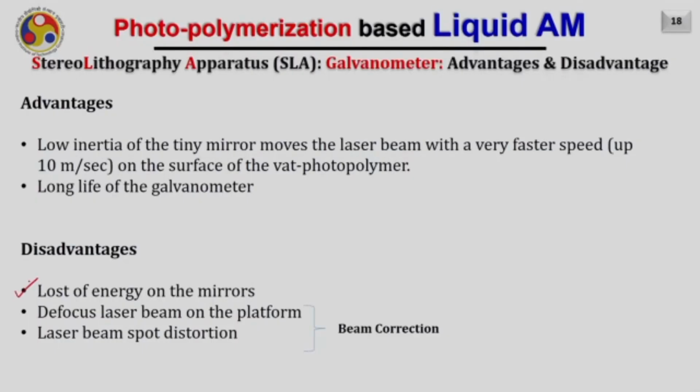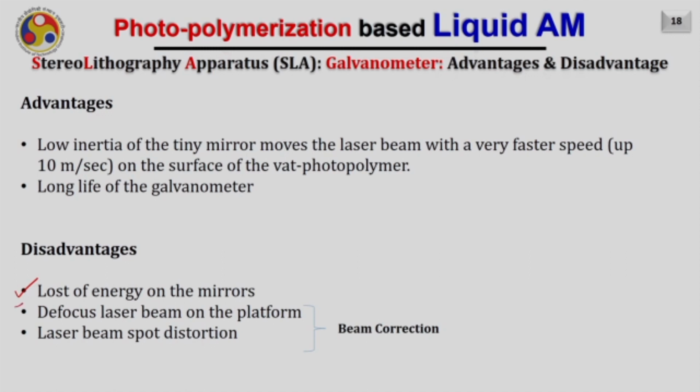Now let us try to eliminate the disadvantages associated with the galvanometer and try to make it a perfect system. The disadvantage like the loss of energy on the mirror can be eliminated by appropriately polishing the mirrors in such a way that the absorption is minimal and reflectivity is the maximum when the laser beam strikes on the mirrors. It can be done by appropriately coating the layers with a highly reflective material, or you can polish the surface of the mirrors appropriately.